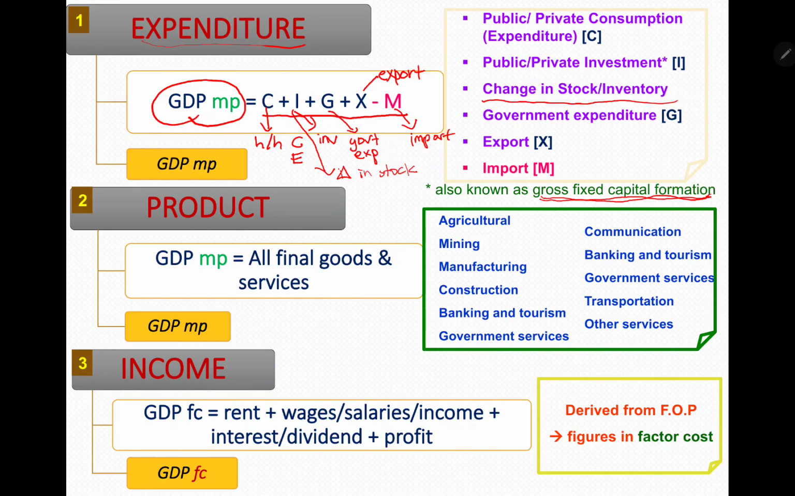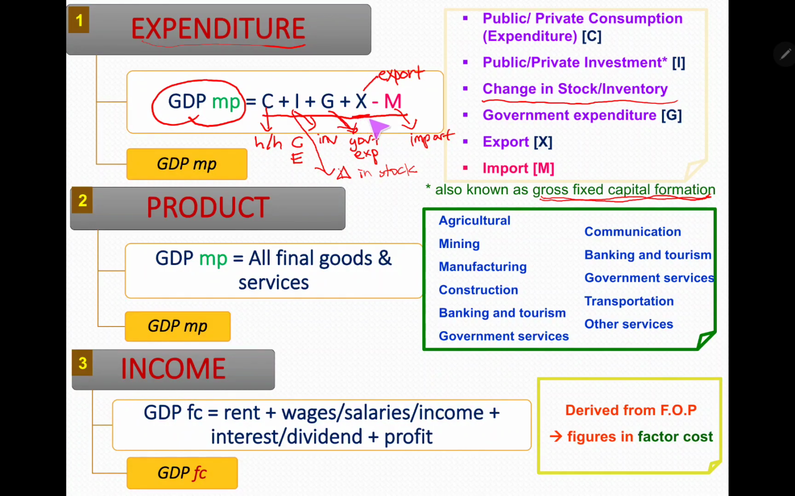And then number 4 is the government expenditure. So if you cannot find the term government expenditure, then try to look for public expenditure. Okay, if you are familiar with the term public sector, so public expenditure represents the government expenditure.